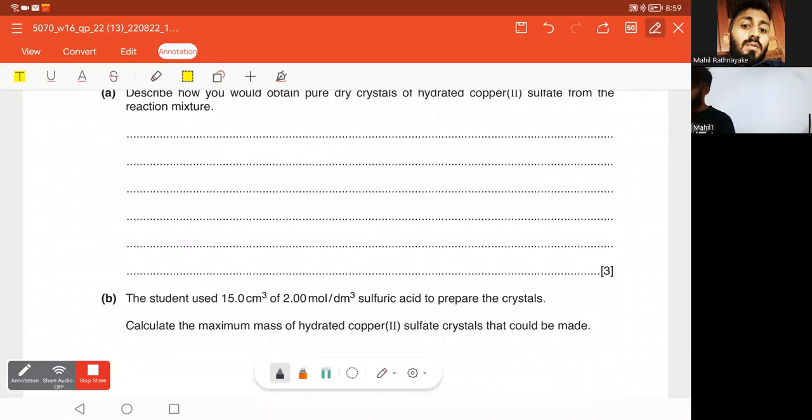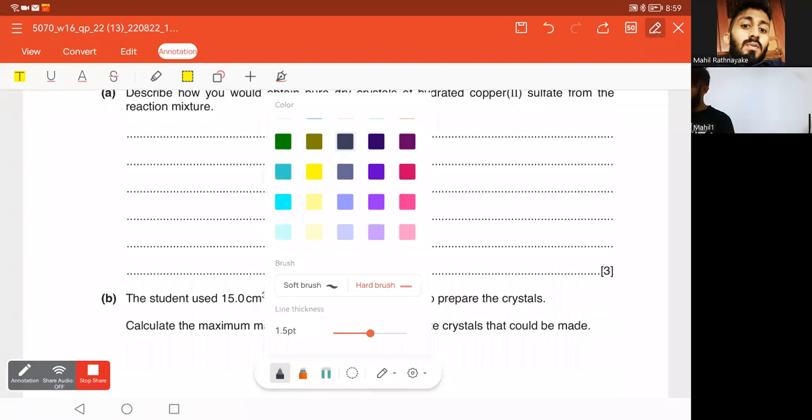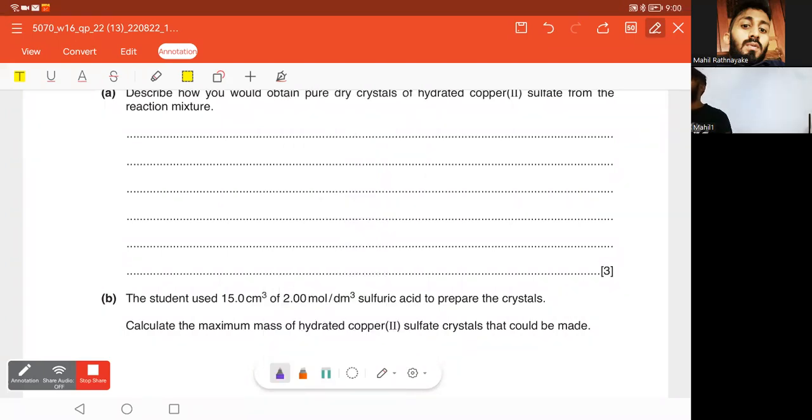Why? Why are you washing? Washing is done if there is something insoluble.